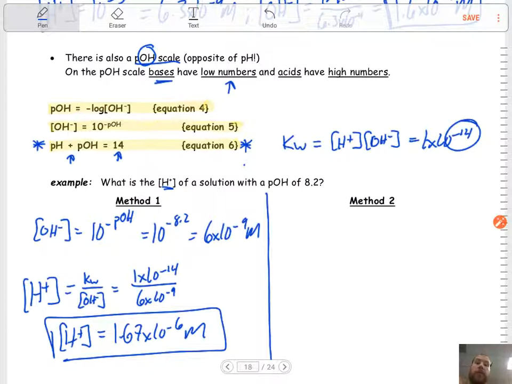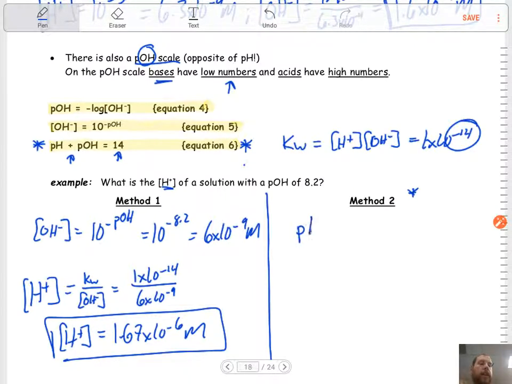So that's one way that you could do it. If you're more comfortable doing it this way, go for it. Sometimes students will like it more this way because it's the first way that they've seen using Kw versus the other method. Now, me personally, I like method 2 that I'm going to show you here better, but again, find the way that works for you.